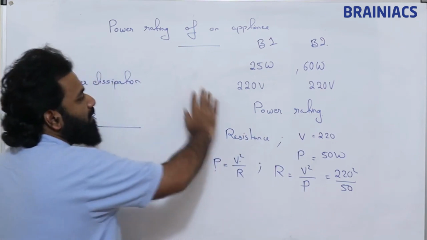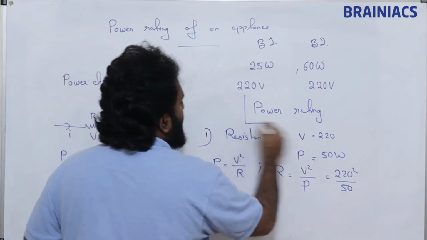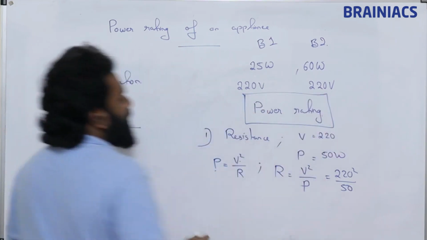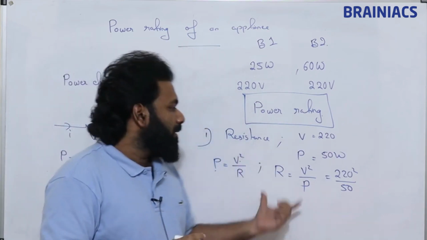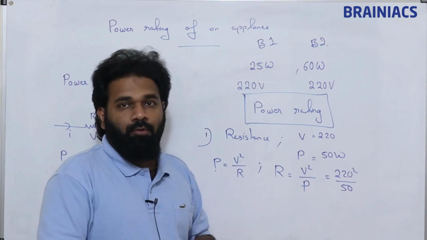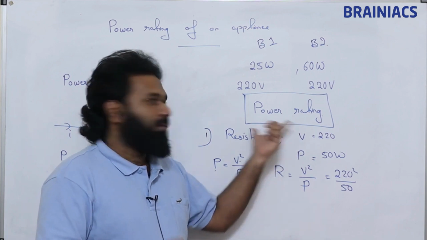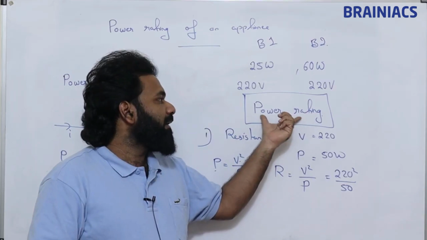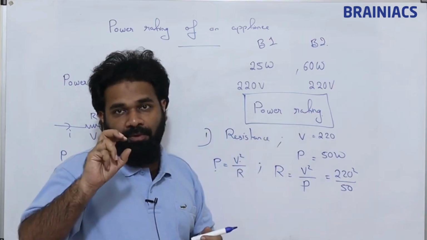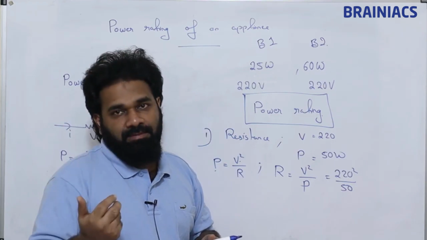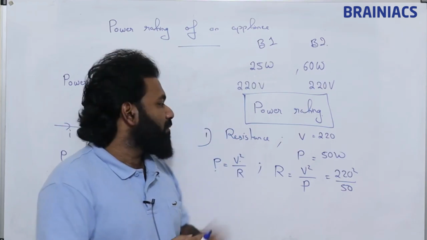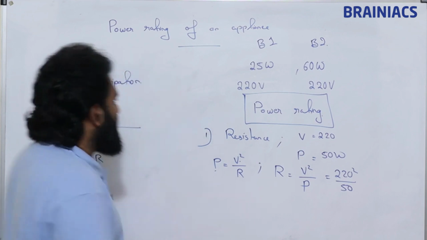So when someone gives this data, power rating, for someone who solves a problem, or a person who is attending NEET or JEE, from an exam point of view, what we are getting from power rating is that from the input of power rating we will be able to grab the value of resistance. Once we get resistance, we will be able to solve the problem easily.